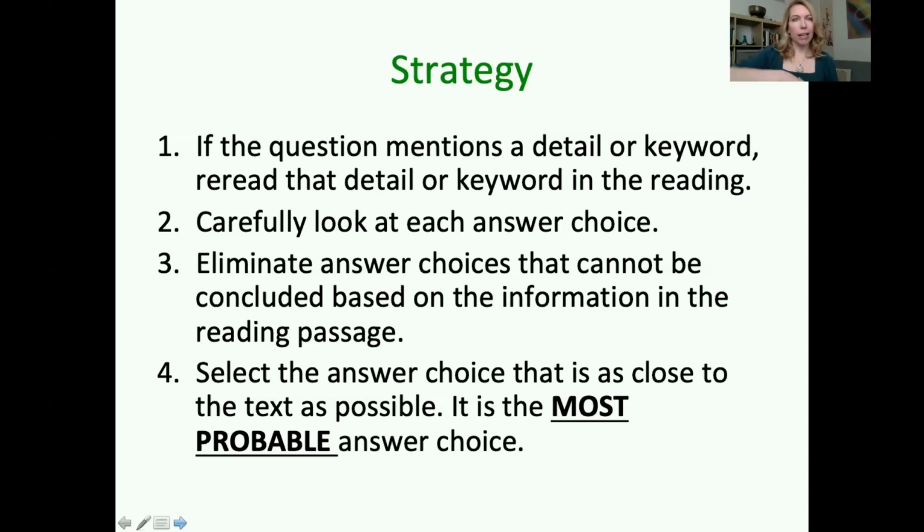Okay, I like to think of it as getting out your TOEFL sword and eliminating those choices that cannot be concluded, that are the possible but not the probable. We want to eliminate the possible and choose the probable. So that's number 4. Select the answer choice that is as close to the text as possible. It is the most probable answer choice.